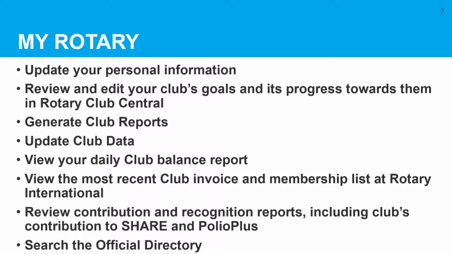We'll do that first. And the last thing that's on there is search the official directory. So you can find a member, which is important when you're adding new members to your club. There may be someone that's already listed in Rotary who may not have been a Rotarian, but maybe they're connected and they actually have an RI number. So we'll go into that a little bit more with the official directory.